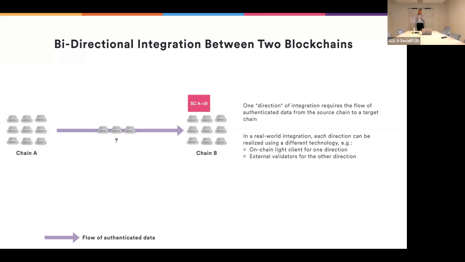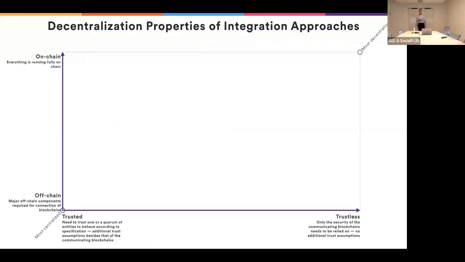And it's important, this is just one direction. If you want the other direction as well, we will need to build something on the other chain, potentially a smart contract or also a protocol change, depending on how we do it. And the paradigms used for both directions can be different, and in practice are different in many cases for a given pair of blockchains.